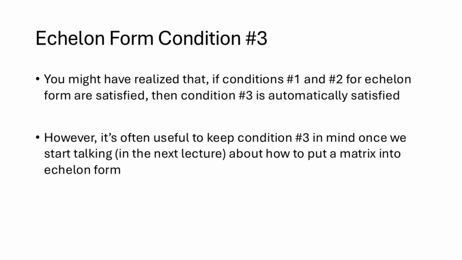You might also have noticed that if you think about conditions number 1 and number 2, if those are both satisfied, then condition number 3 is automatically satisfied. If our leading entries go down and to the right, and any rows of all zeros are at the bottom, we're going to have that any entries below our leading entries are all zeros. However, condition 3 gives us a visual way to think about what's going on with echelon form, and so it's still useful to keep that condition around to help us understand what echelon form is.